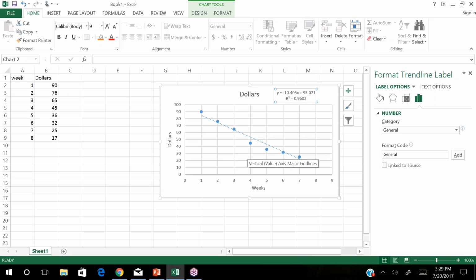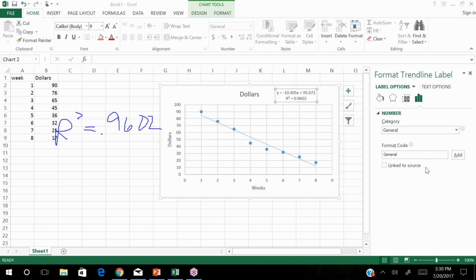Okay, so I changed my dots. You can see that these dots are a whole lot closer to the line. And when I do that, look how much my R squared value increased. Now it's 0.9602. It's a whole lot higher. You can also see that my slope is negative because my line is going down. So keeping up with what we were doing, R squared is 0.9602.